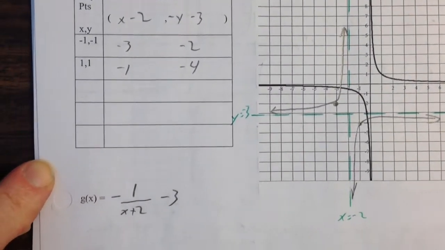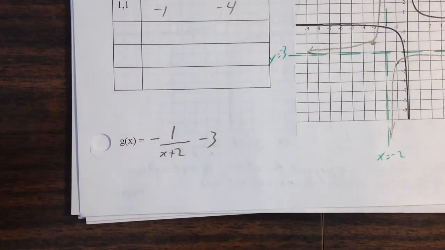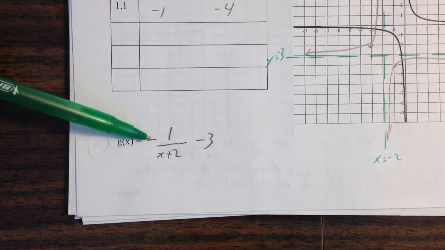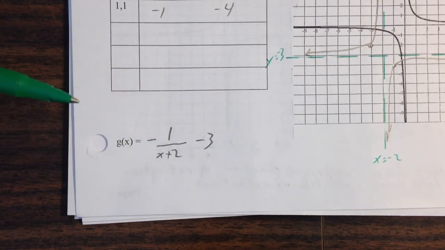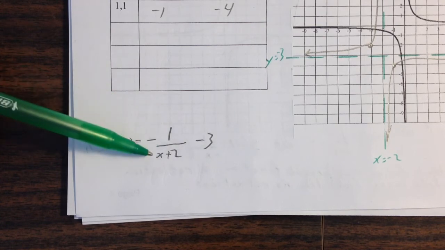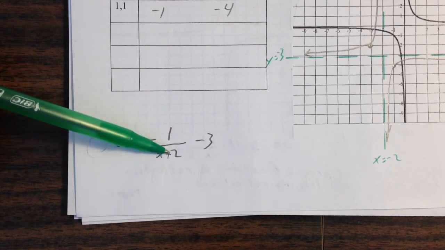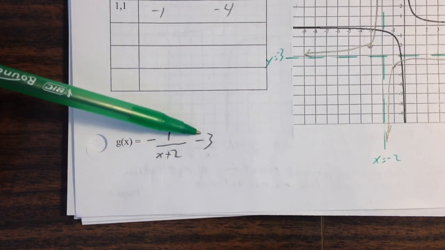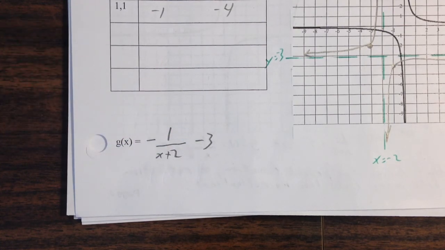For my function, since it's a reflection in the x-axis, I've got negative times the reciprocal expression. I've got an x plus 2 because it's moving to the left, and I've got a -3 on this side, which is the vertical shift down 3 units.